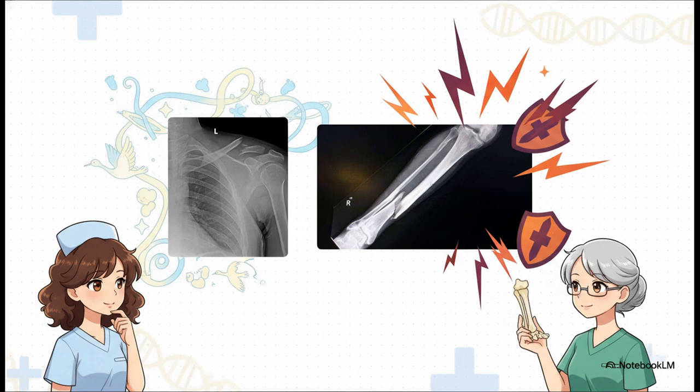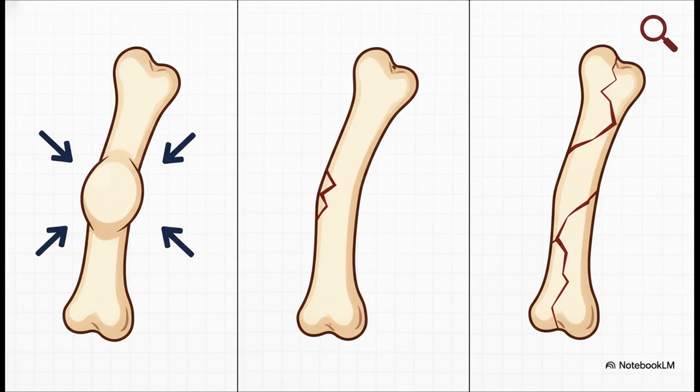It just shows how complex managing these injuries can be. So, instead of clean breaks, you'll see things like this. A buckle fracture is from compression, where the bone just kinda crinkles. A greenstick is just like a young green branch. It bends and cracks on one side, but doesn't break all the way through.